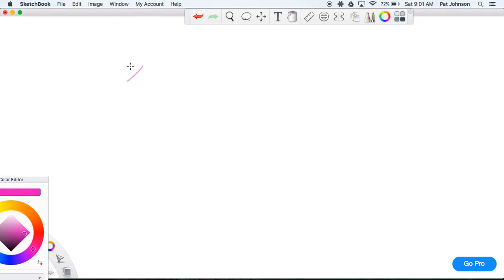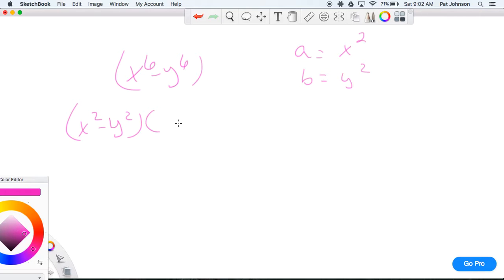So we have x to the 6 minus y to the 6. We'll have two terms. Aren't these perfect cubes? You simply take, is this a multiple of 3? Yes, it is. So a is going to be the cube root of that, which is x squared. B is going to be y squared. So it's going to be x squared minus y squared times a squared, which would be x to the 4th, plus, change the sign, ab, which is x squared y squared, plus y to the 4th.